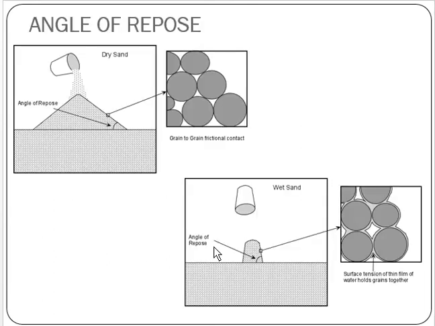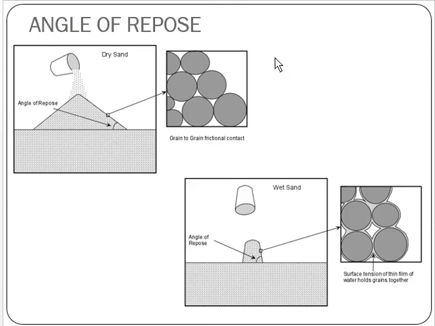So the next term is angle of repose. You may be familiar with this term. We can discuss three cases regarding the angle of repose. First, in the case of dry sand, there is grain to grain frictional contact between the sand grains. When we pour the dry sand on a ground surface, the stable surface created by these sand grains makes the angle of repose.